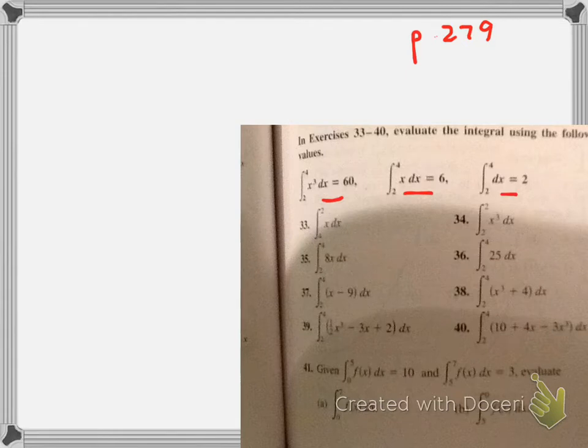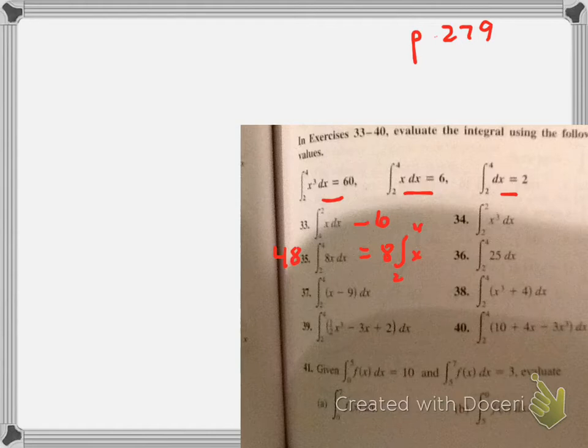So the integral from 4 to 2, so you notice we switched. All these are 2 to 4. So the integral from 4 to 2, if you switch your bounds, you just take the opposite sign of what the integral from 2 to 4 is. The integral from 2 to 4 of 8x dx, the 8 can be factored out, and it would be 8 times the integral of x from 2 to 4. The integral of x from 2 to 4, they tell us, is 6. So 8 times 6, this would be 48.